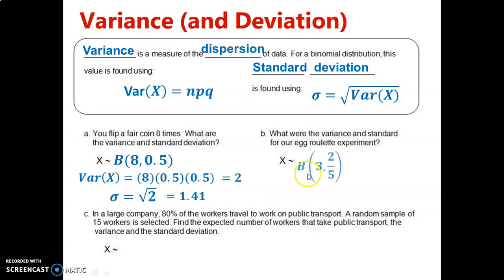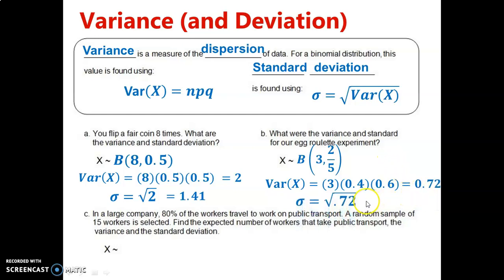Okay, so that distribution again was 3 trials, probability of success 2 over 5. So variance will be 3 trials times probability of success times probability of failure. That means not getting a raw egg. And notice this value, of course, can be obtained by taking 1 minus this one, right? It's a complement. And now our variance works out to 0.72, and our standard deviation is this, which works out to 0.85. Okay, see if you can figure out the last one.